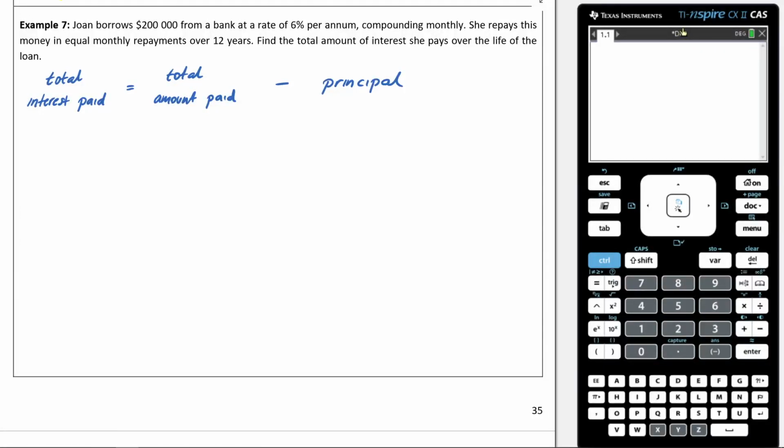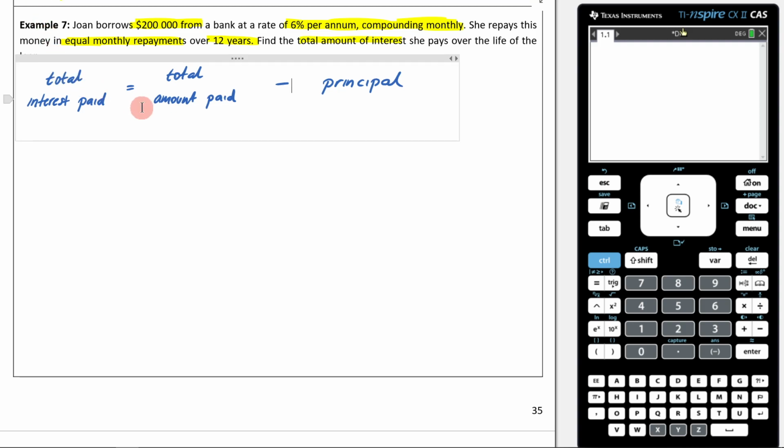All right, let us answer this question before us. It says Joan borrows $200,000 from a bank at a rate of 6% per annum compounding monthly. She repays this money in equal monthly repayments over 12 years. Find the total amount of interest she pays over the life of the loan.